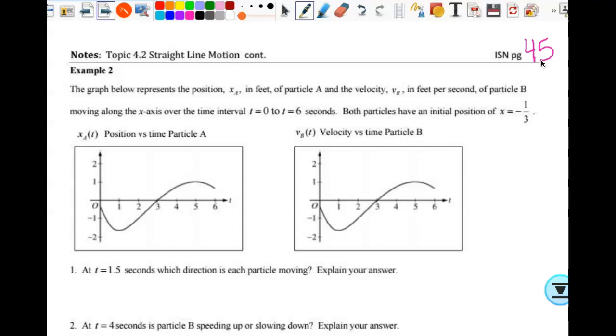The graph below represents x sub a of t and v sub b of t. So we have 2 particles, position versus time of particle A, and velocity versus time of particle B. The graphs look identical. They are telling us something different. We have 2 particles that are either going left and right or up and down. Okay? So this is position versus time.